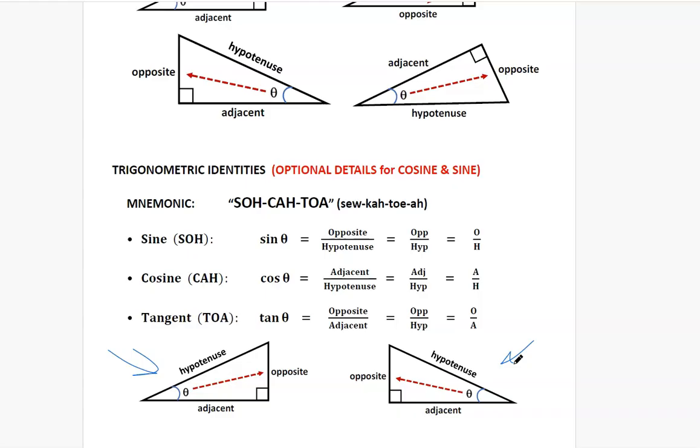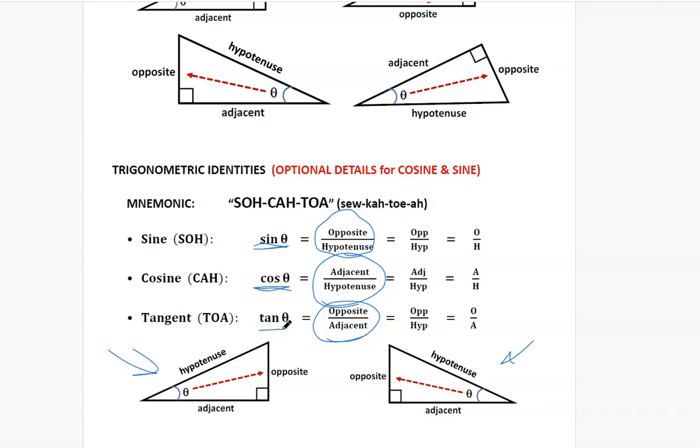If you take a ratio of the length of the opposite side over the length of the hypotenuse, remember the hypotenuse is always the longest side, that ratio is called the sine of the angle. If you take the ratio of the adjacent side to the hypotenuse, that is called the cosine of the angle. And if you skip the hypotenuse altogether and take the ratio of the opposite side to the adjacent side, that is called the tangent of the angle.